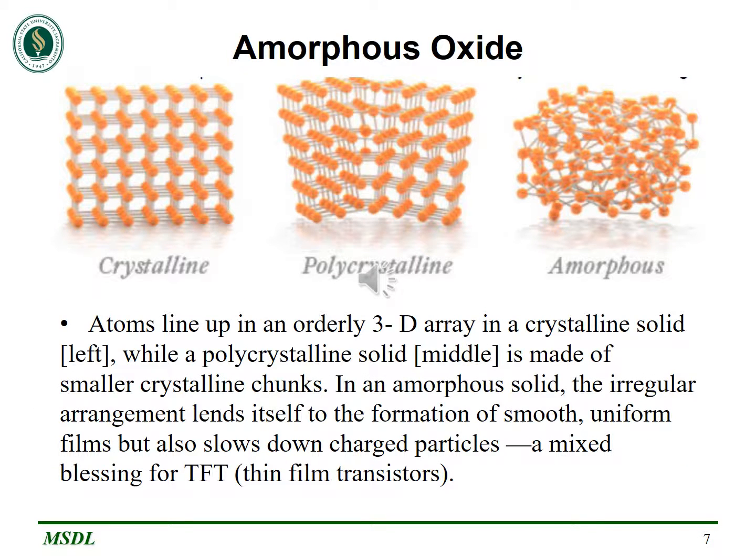So now we will try to understand the amorphous oxide structure. As we can see on the left side, in a crystalline solid the atoms line up in an orderly 3D array, while a polycrystalline solid, in the middle, is made up of smaller crystalline chunks. And on the right side, in an amorphous solid, perfect order goes out the door. That means an irregular arrangement lends itself to the formation of smooth, uniform films, but also slows down the charged particles, which is a mixed blessing for TFTs.